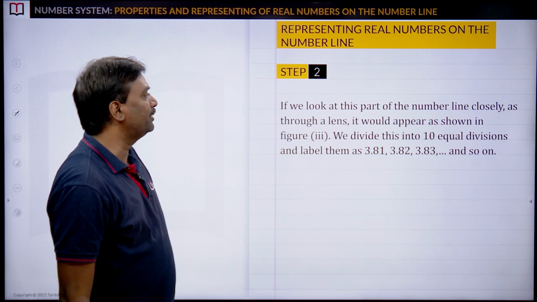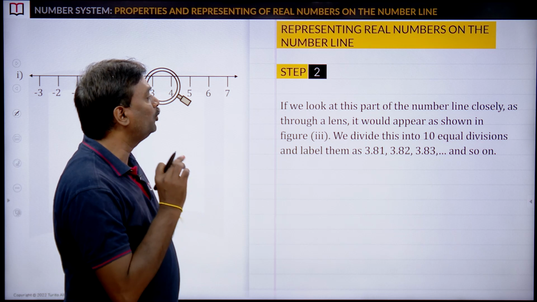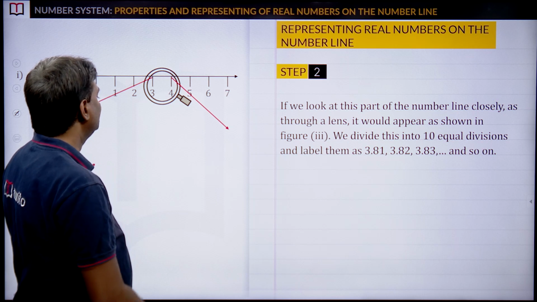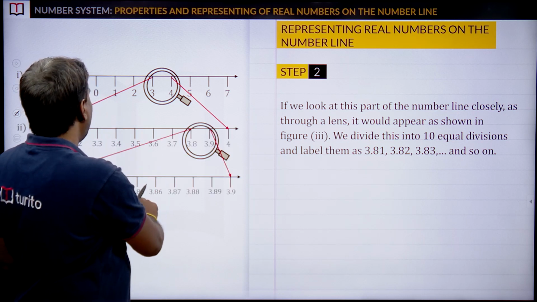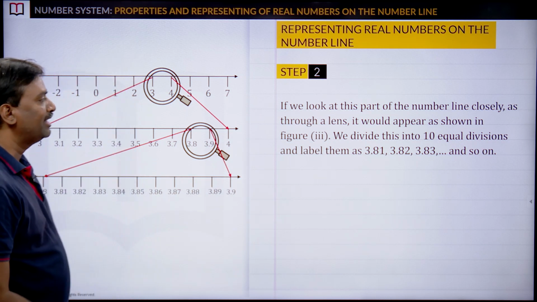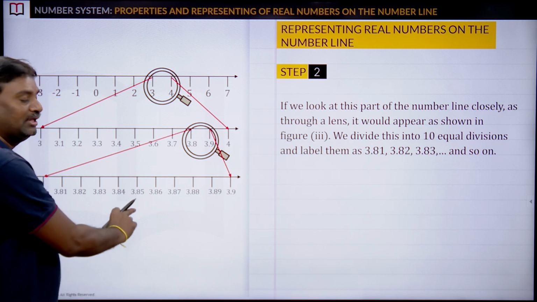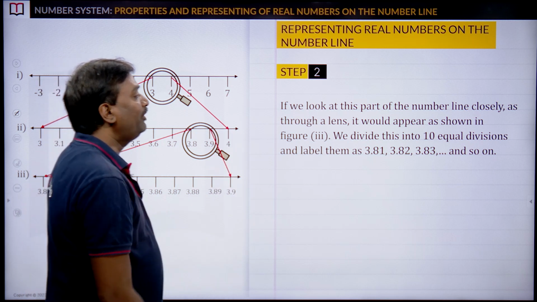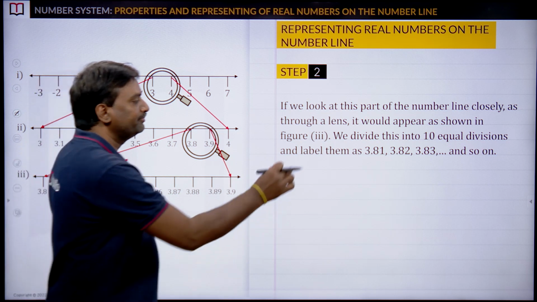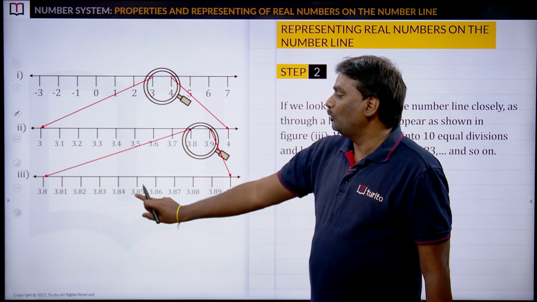After that, in step 2, if you look at this part of the number line closely as through a lens, it would appear as shown in figure 3. This is figure 1, figure 2 and this is figure 3. By observing figure 3, we divide this into 10 equal divisions and label them as 3.81, 3.82, 3.83 and so on.